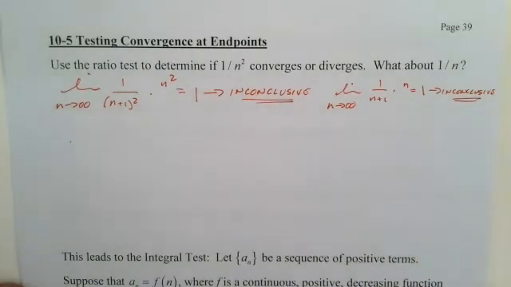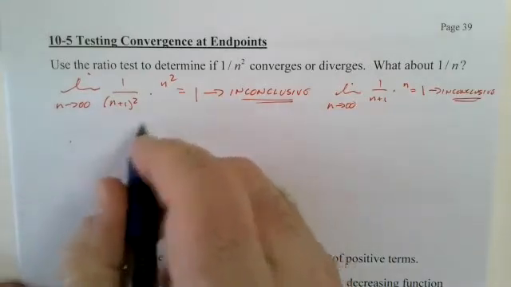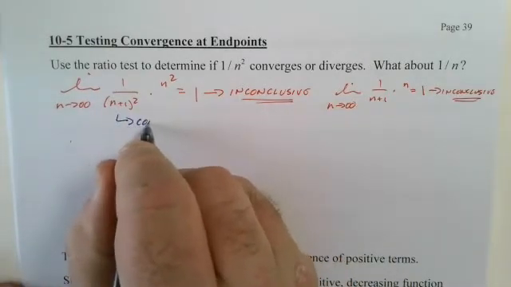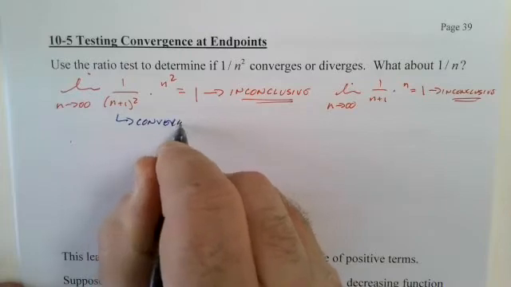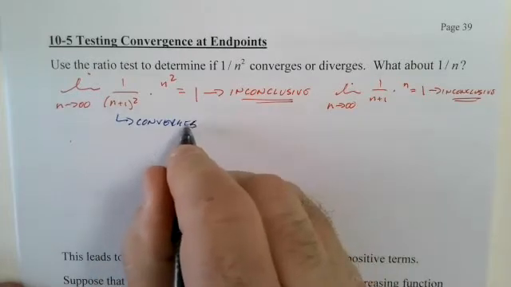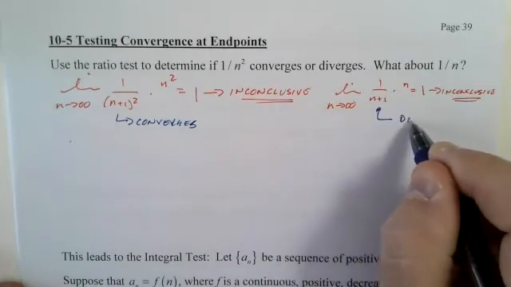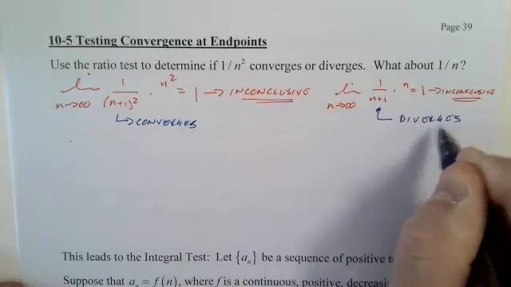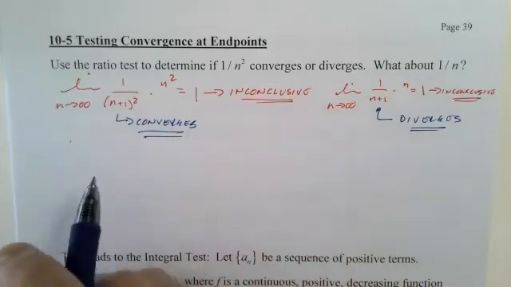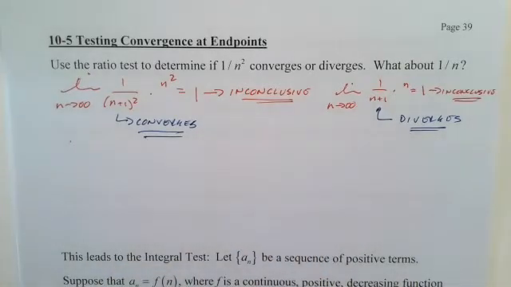Well, I'll tell you the end of the story here. I know this one converges, and I know that this one diverges. At which point you're like, yeah, but the ratio test didn't do it for us. Yeah, I know. It happens. That's why that whole one thing is there as inconclusive.